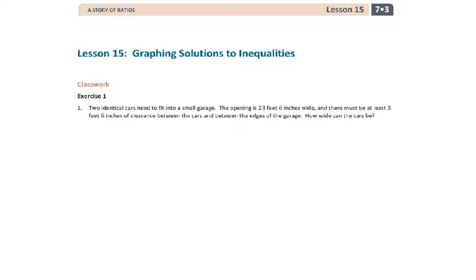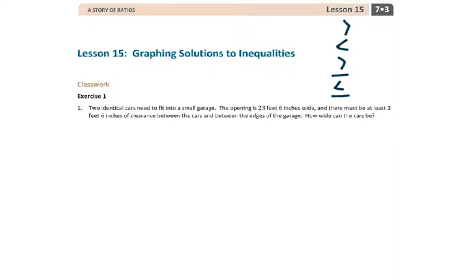Solutions to inequalities. So last week we started talking about inequalities. And remember, inequalities are comparing two numbers. And when we compare those two numbers, we use four different symbols. Remember, we use greater than, less than, greater than or equal to, and less than or equal to compare two numbers.